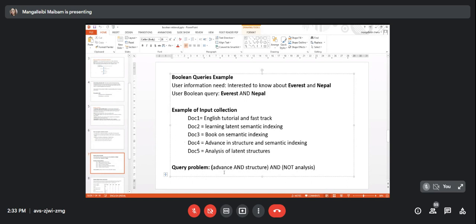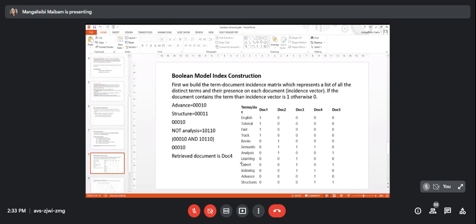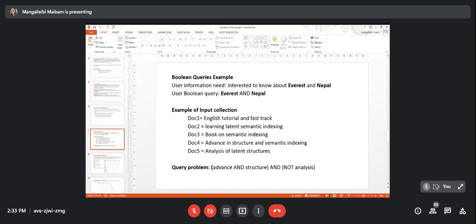But in case you have a very large collection of documents, how will you do it? In that case, we need this Boolean retrieval so that the relevant information we want can be retrieved. So, the example here: the query was advanced AND structure AND NOT analysis.